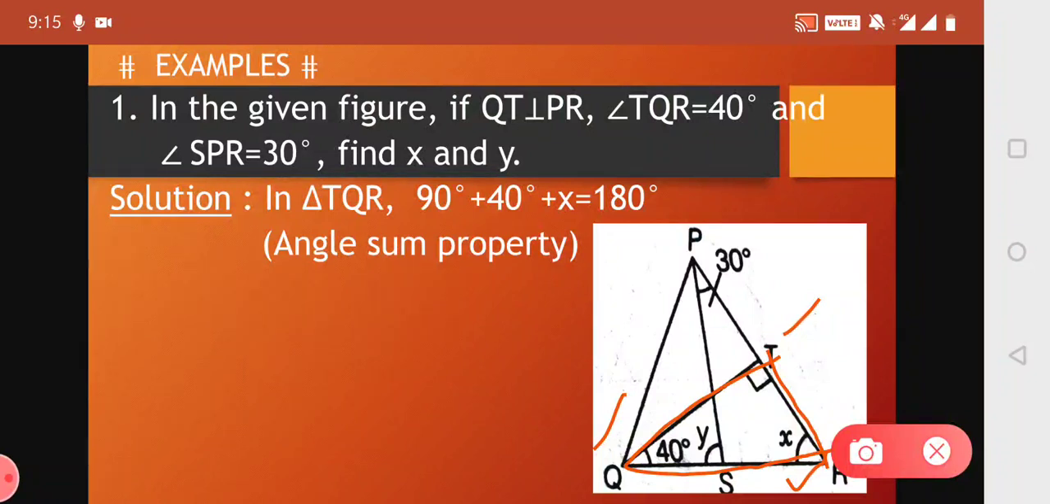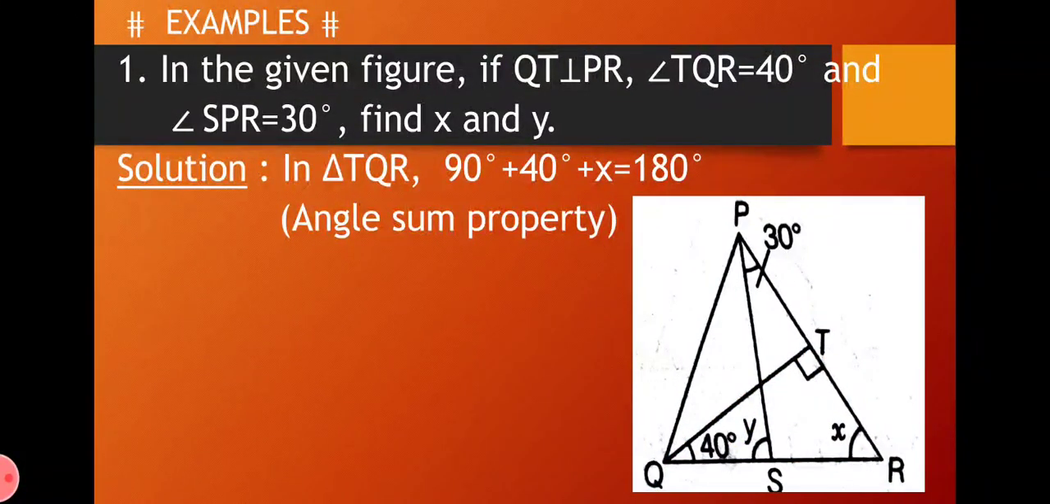Angle Q already it is given in question. Angle TQR equal to 40 degree. Here it is given 40 degree. And X, value of angle R is asked as X. So we have written X. So we write 90 degree plus 40 degree plus X equal to 180 degree. Solving further we get X equal to 180 degree minus 130 degree, because 90 plus 40 is 130, and when we transpose it that side it becomes minus. So 180 degree minus 130 degree equal to 50 degree.